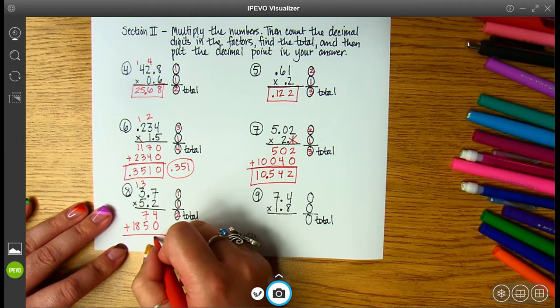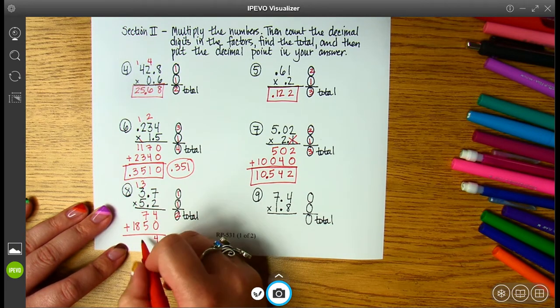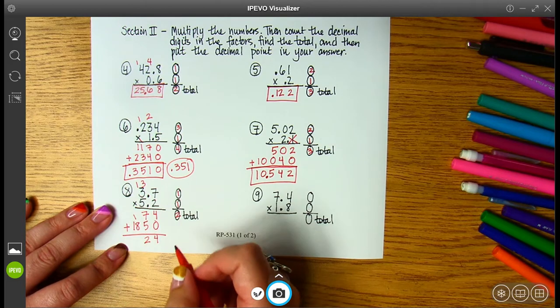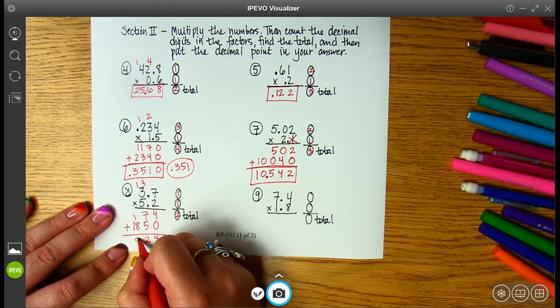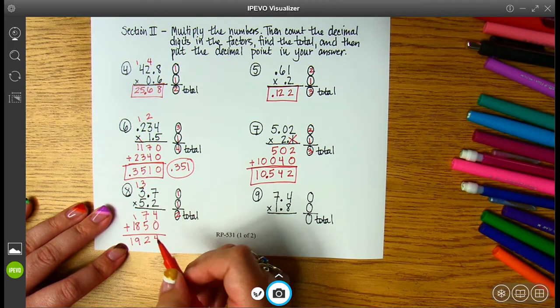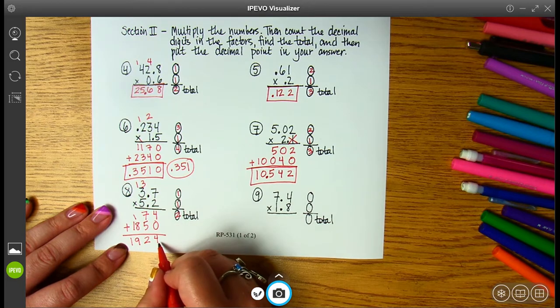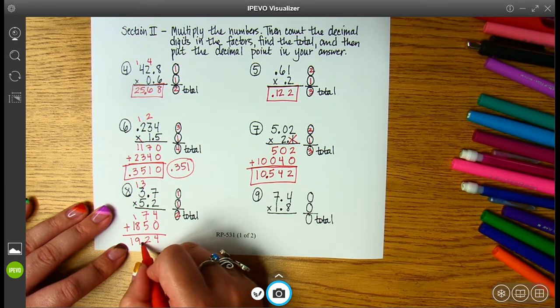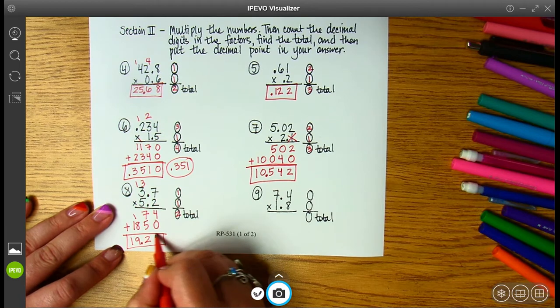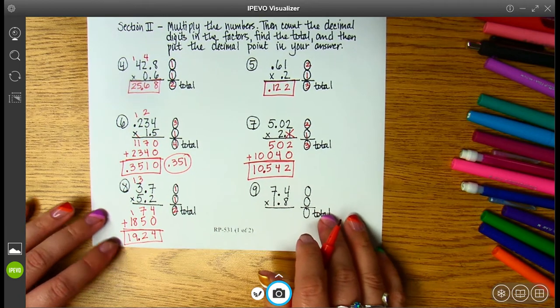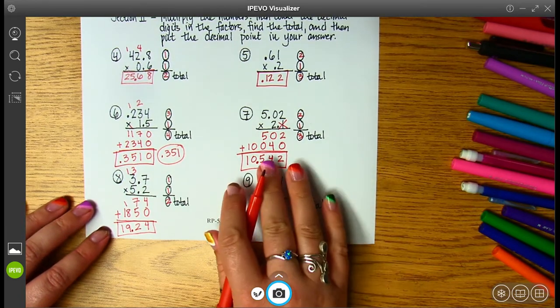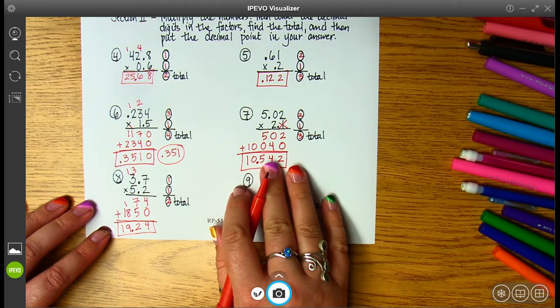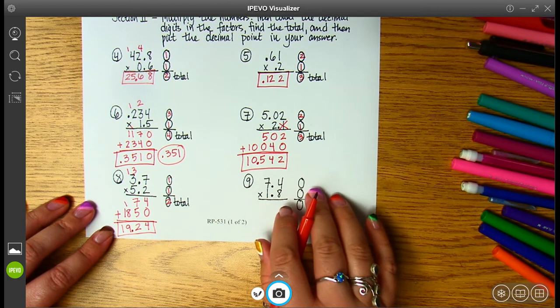4 and 0 make 4. 7 and 5 make 12. 1 and 8 make 9. And bring down that 1. There should be 2 numbers after the decimal, so 1, 2. There you go, 19 and 24 hundredths. Or think of it as $19.24.